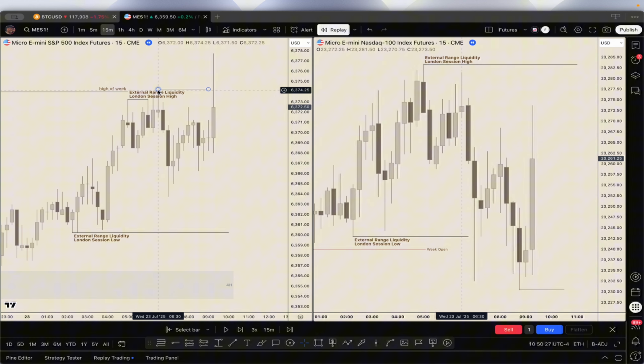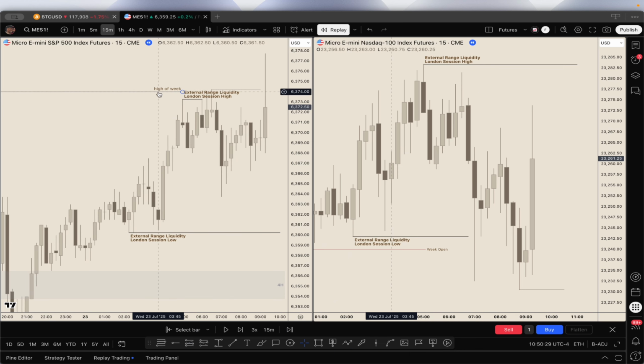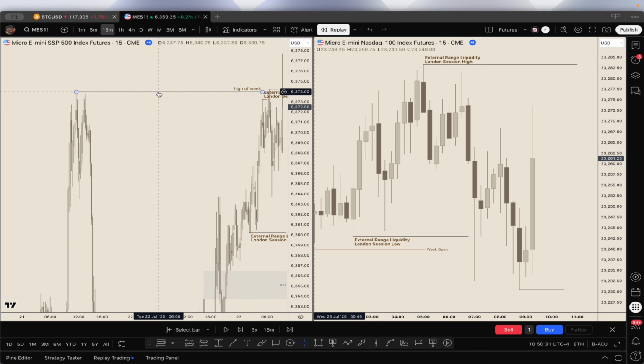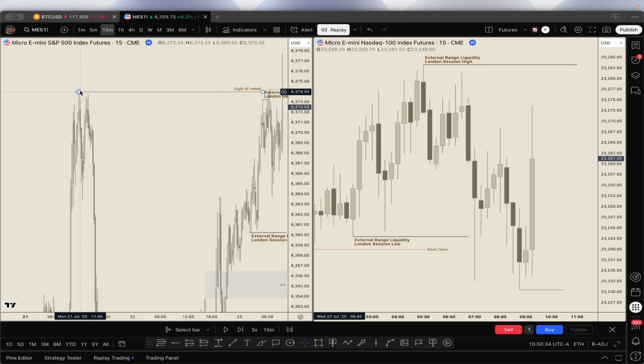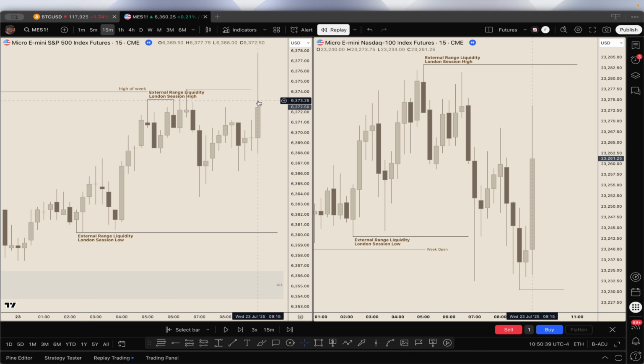In that same area, you can also see that we had the high of the week coming from Monday. So if I just zoom back out here, you can see that was Monday's high that was also taken out early this morning. But my main focus was on this large wick here that happened at 9:15. When I saw price do this, I dropped down to the 5-minute to watch for a market structure shift lower and look for my engulfing pattern, since the liquidity grab was happening just before market open.